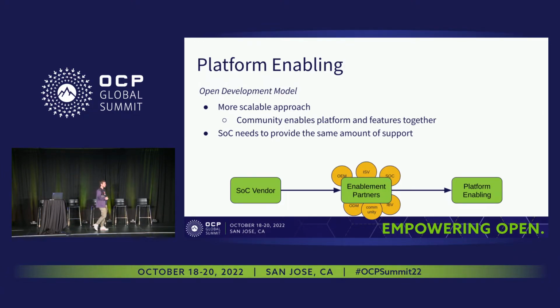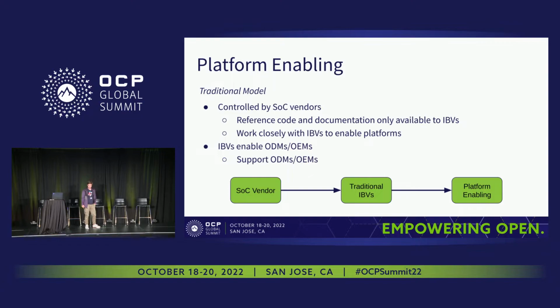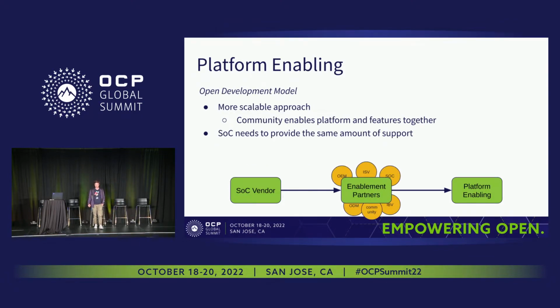Because instead of having just the IBVs enabling the OEMs and ODMs, you've got multiple enablement partners that enable the platforms together. I think you saw that throughout the last 3 presentations, basically, that there was collaboration between partners like WeWin and ByteDance and Intel to enable their platforms, right? So instead of having that streamlined process where you just go SoC, IBV, and then enable the platforms, you've got more partners being enablement partners.